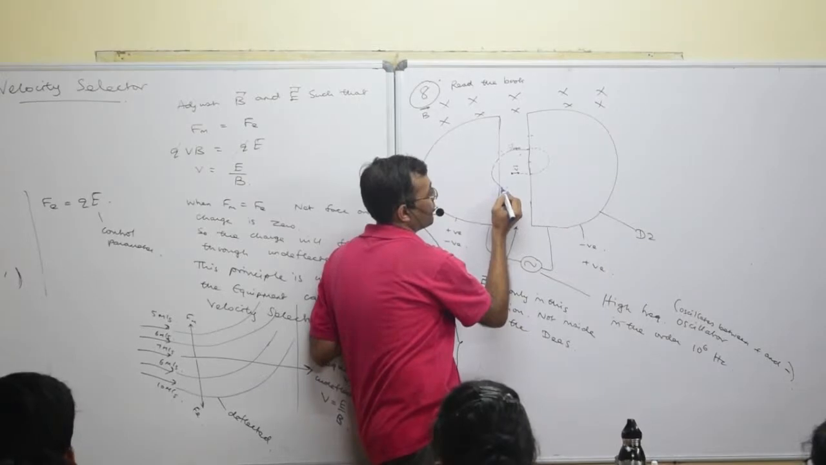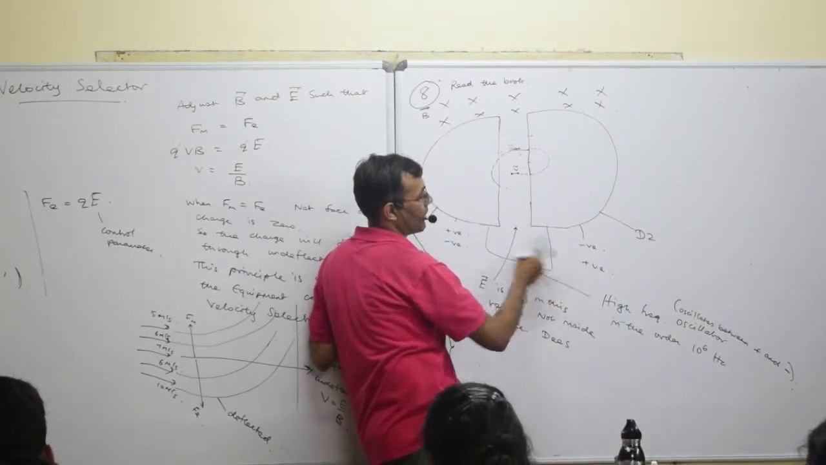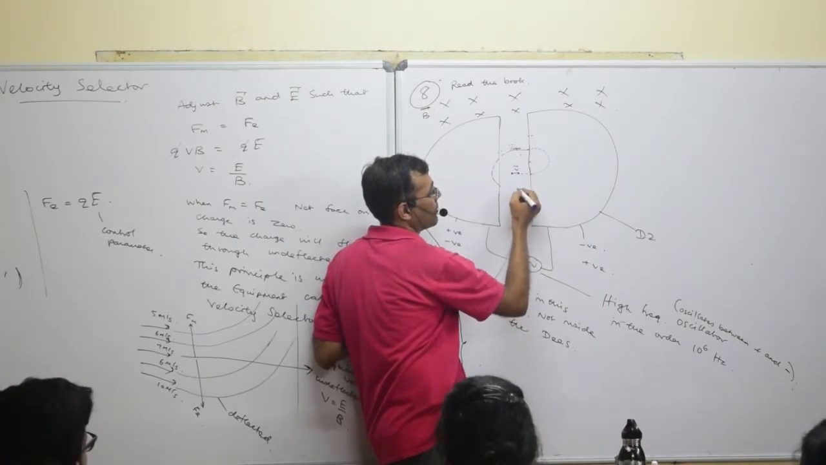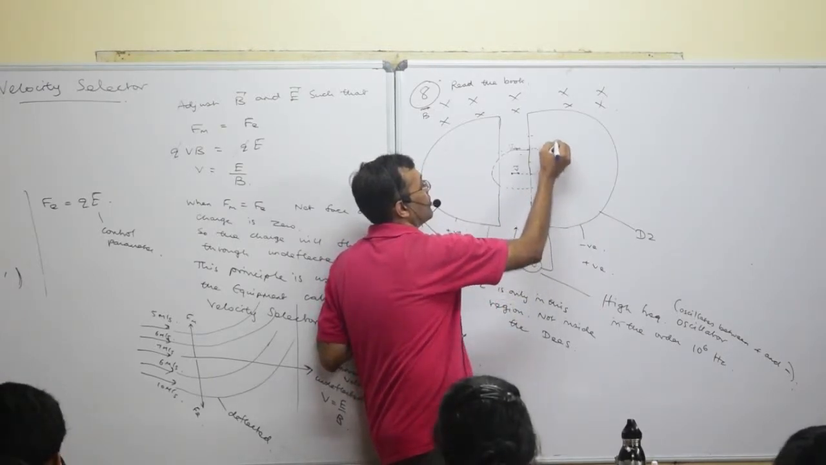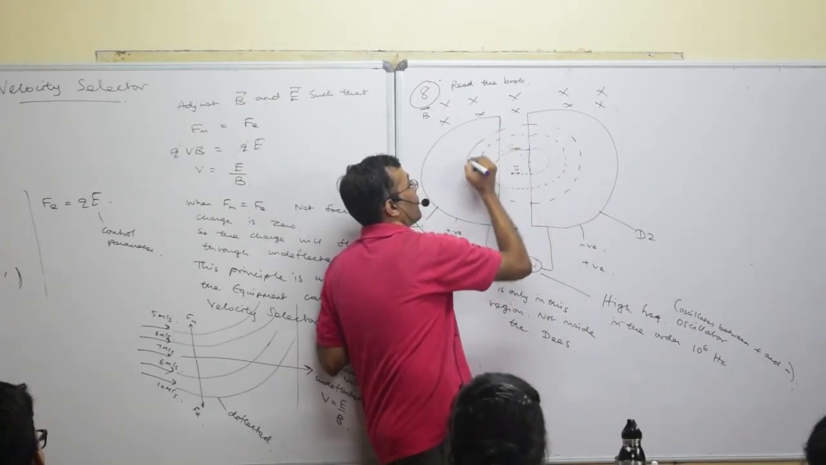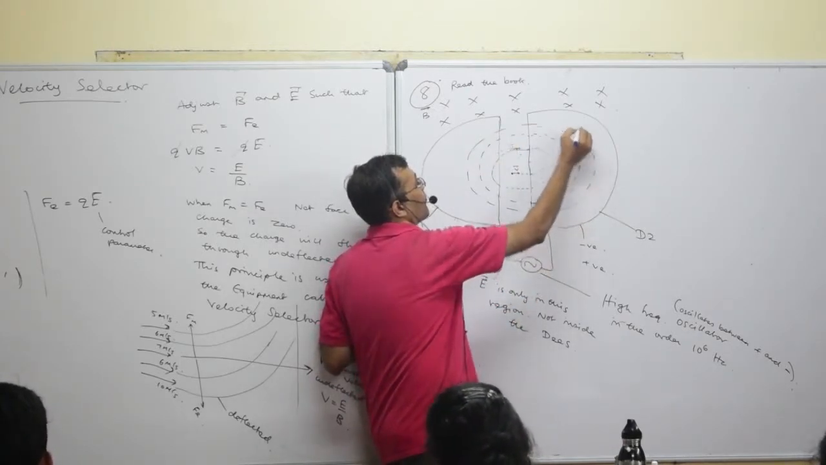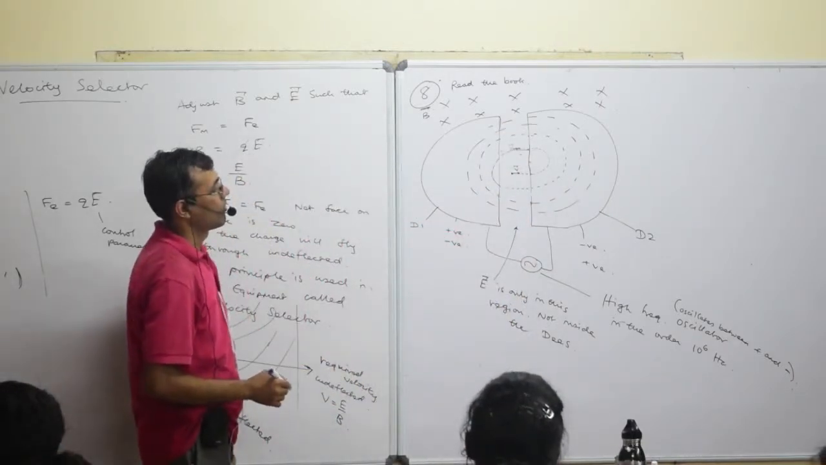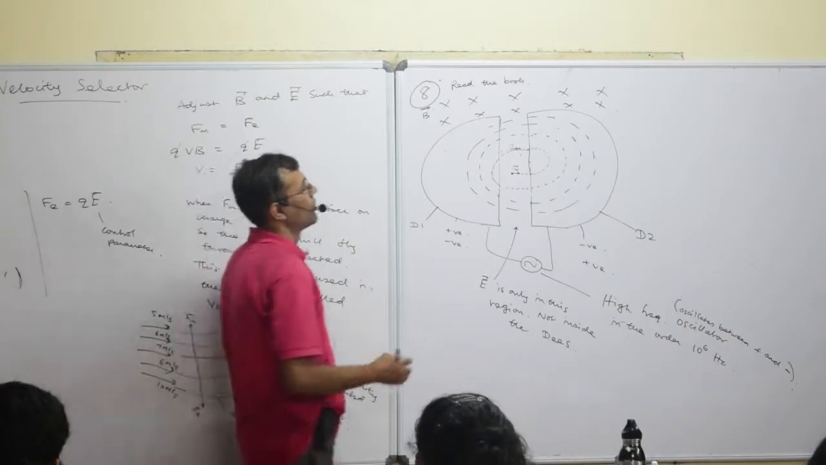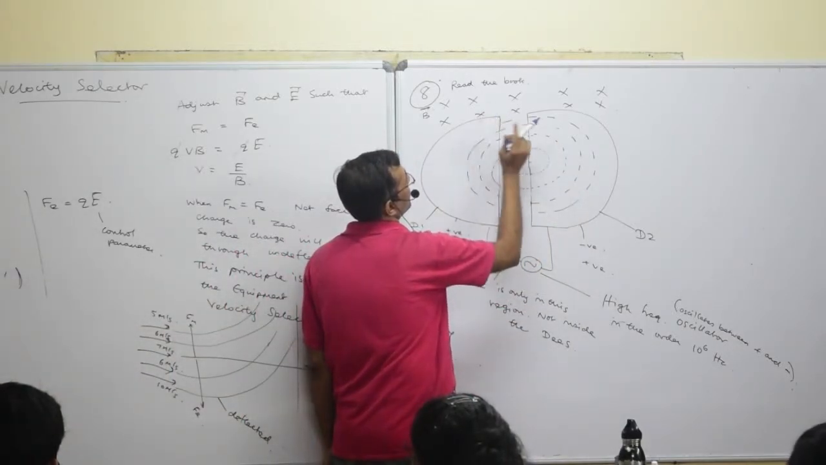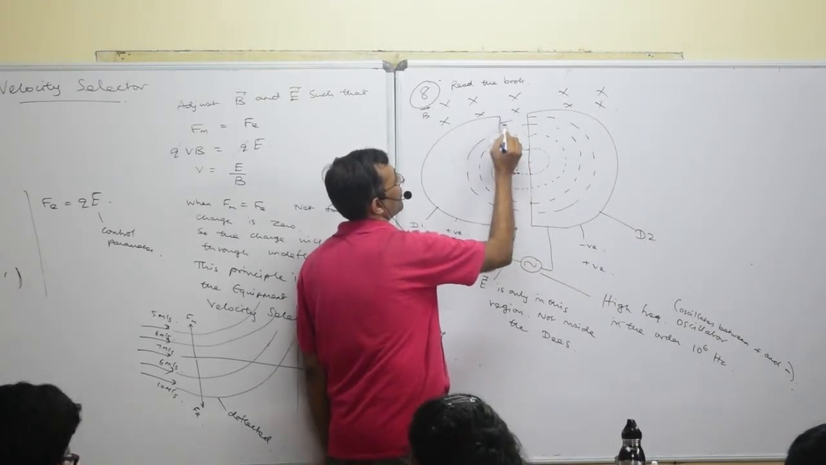As soon as it comes out of this, again this will become negative, so it will keep on oscillating. So that means again it's going to get attracted. So again it will go like this. So it's going to take a spiraling path, until the velocity is high enough.